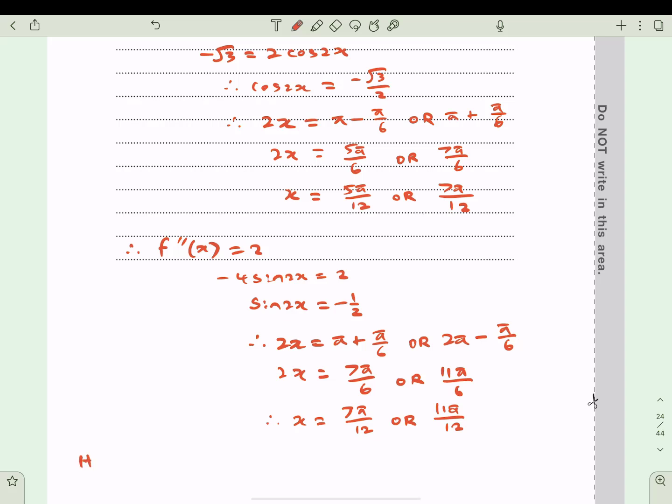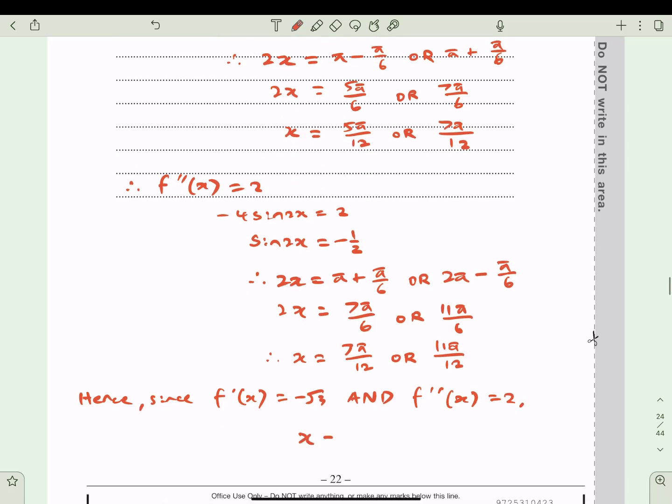So let's write that down. Hence, since f'(x) equals negative square root 3 and f''(x) equals 2, x must equal 7 pi on 12. So that is my final answer.